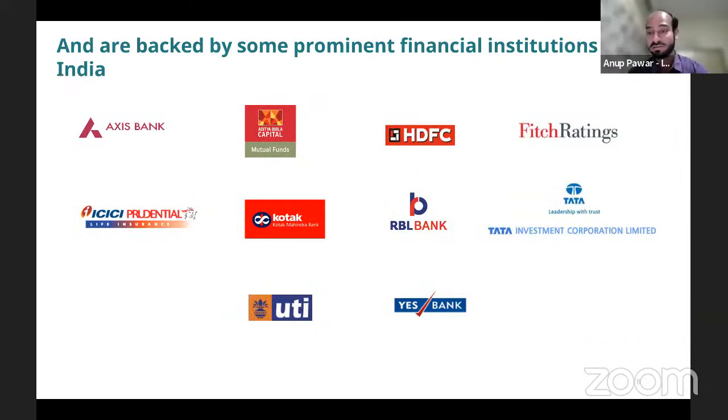We take pride in the fact that we are backed by almost all of the largest corporate and financial houses in India. If you look at these names, all of them are recognizable. While all of them are invested in us and have an equity stake, none of them have a seat on the board, because we pride ourselves on being very independent when we give out our advice.